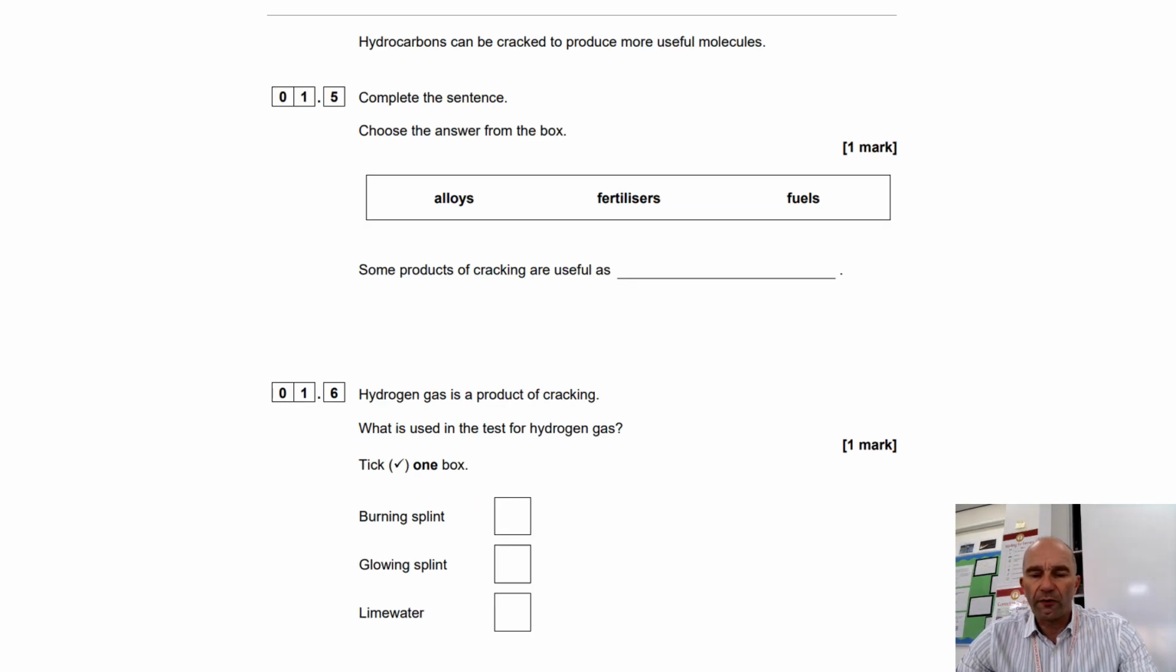Question 1.5, so hydrocarbons can be cracked to produce more useful molecules. Again, we've got a choice of words to use. Some products of cracking are useful as, well, first of all, alloys are to do with generally metals. Fertilizers, that's more to do with ammonium. Fuels is the best example. We've got loads of examples of hydrocarbon fuels, so very much that answer.